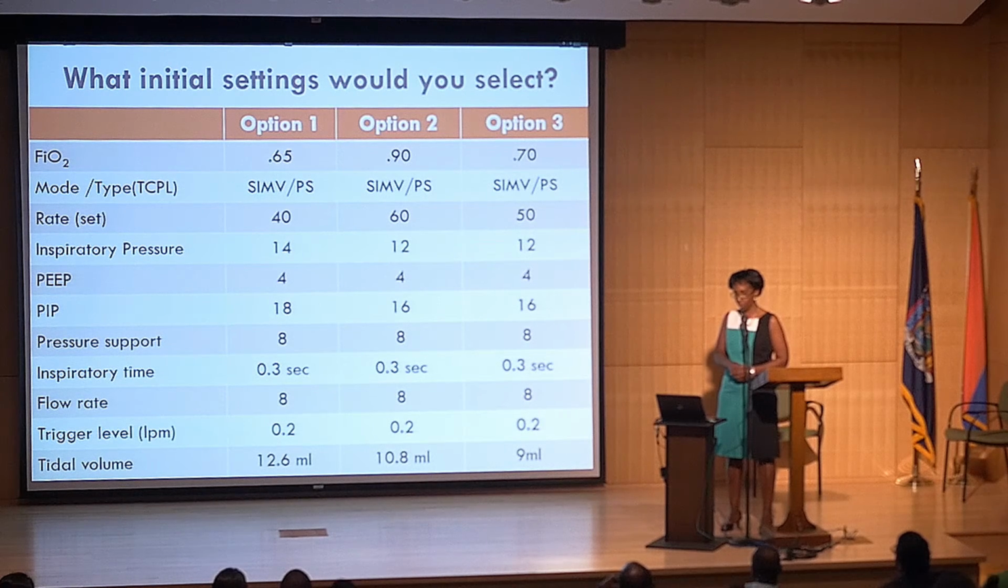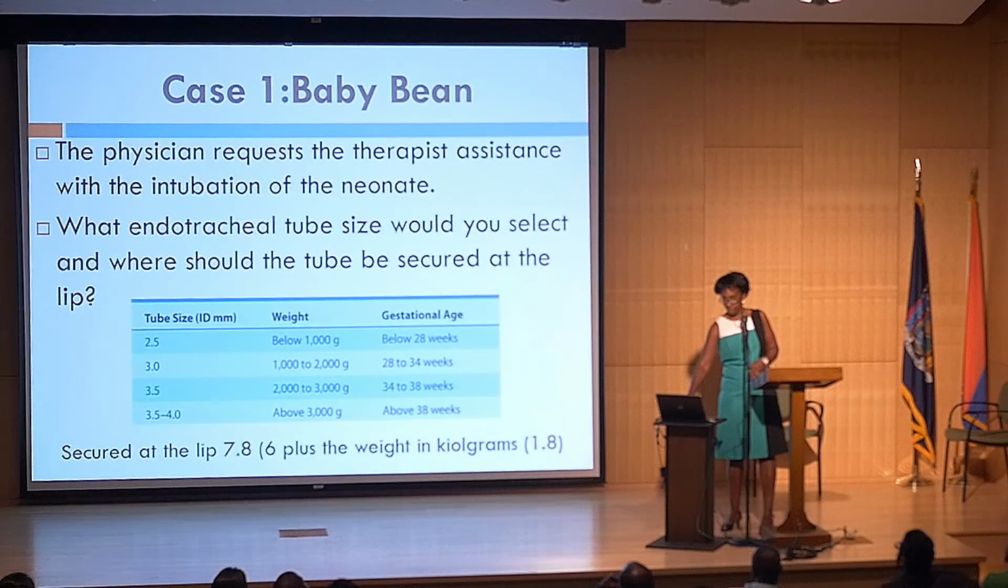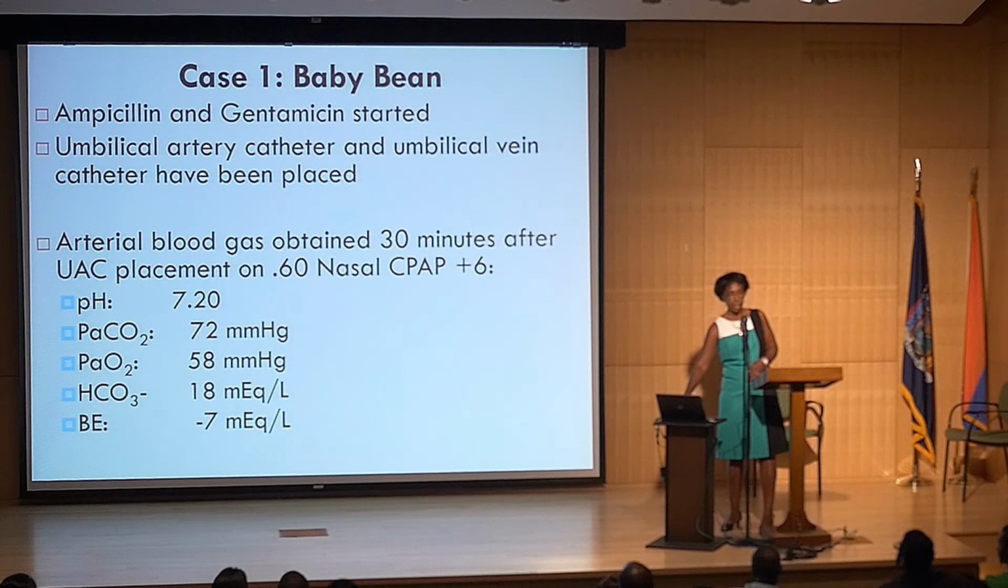So the PEEP is the same across the board. What I made different was the FiO2. Right? So if the baby is on 60% in CPAP of 6, I'm just going to go back one slide. The PaO2 was 58 for this particular baby. Right?